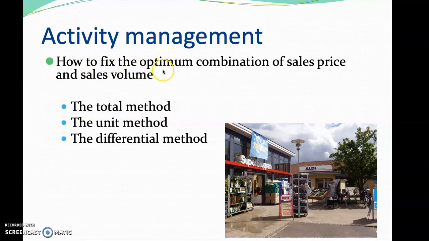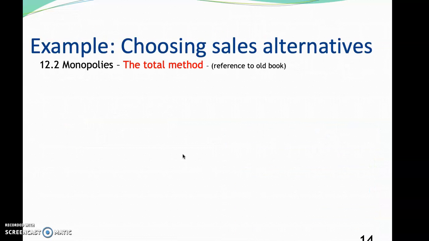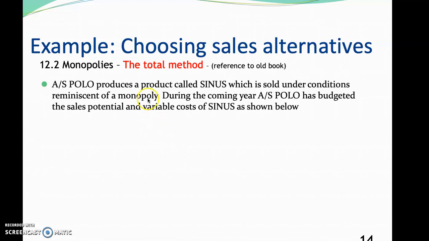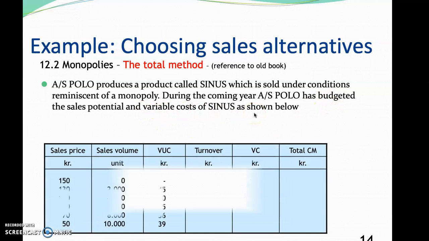Activity management, how to fix the optimum combination of sales price and sales volume. Total method, unit method, and the differential method. They all lead to the same result, but they are different ways to calculate. Example, choosing a sales alternative. The total method. In this example, AS Polo produces a product called Sinus, which is sold under the conditions of a monopoly market. During the coming year, AS Polo has budgeted the sales potential and variable cost of Sinus as shown below.